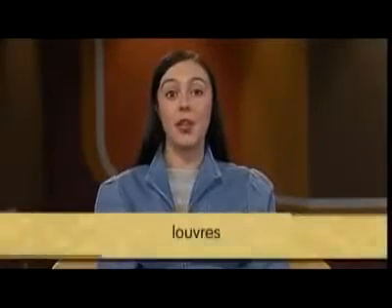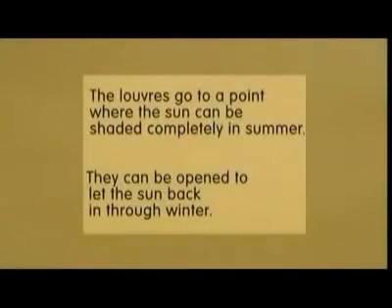He's talking about the louvers. He joins together two sentences. The louvers go to a point where the sun can be shaded completely in summer. They can be opened to let the sun back in through winter. He joins these sentences together using but. Notice we use a comma as well. The louvers go to a point where the sun can be shaded completely in summer, comma, but they can be opened to let the sun back in through winter.